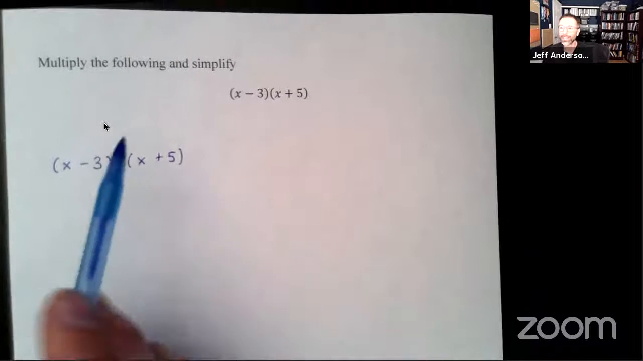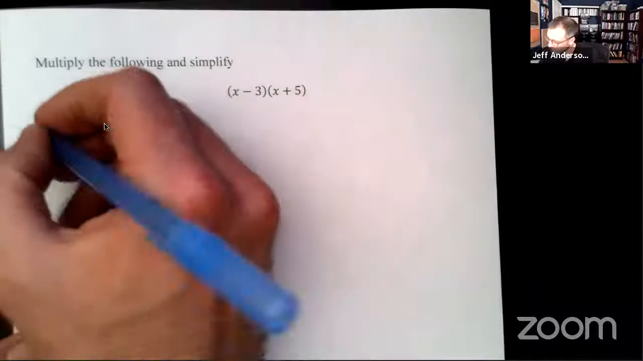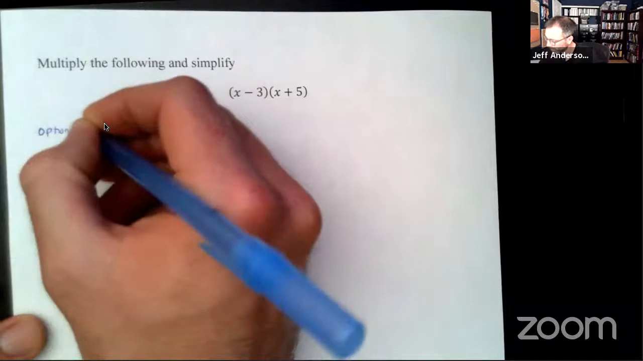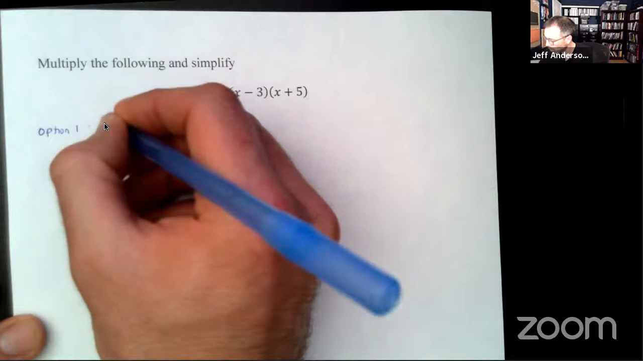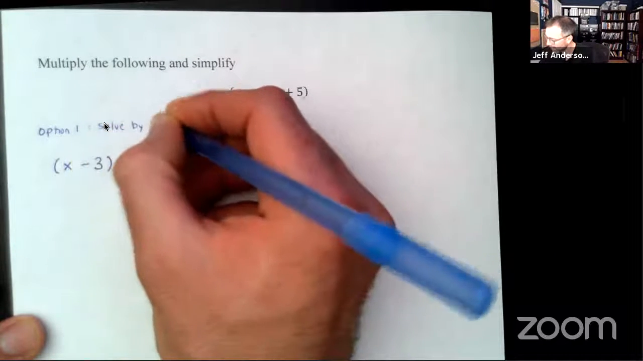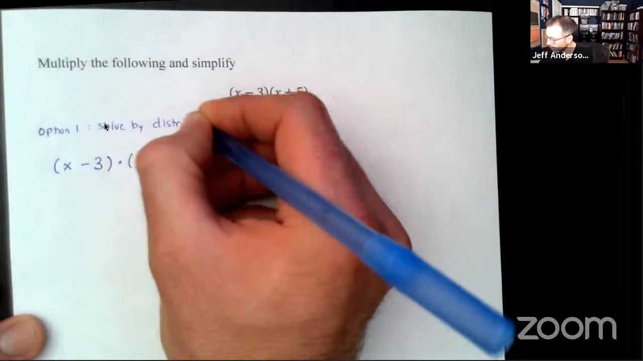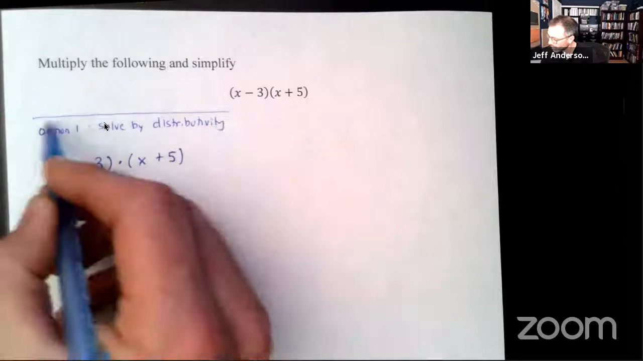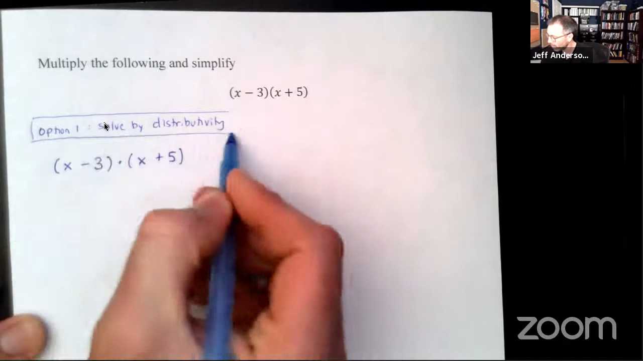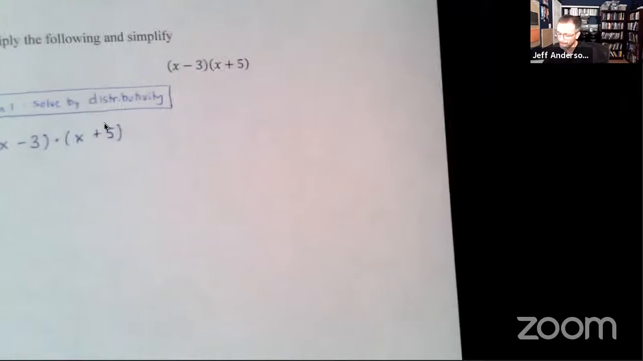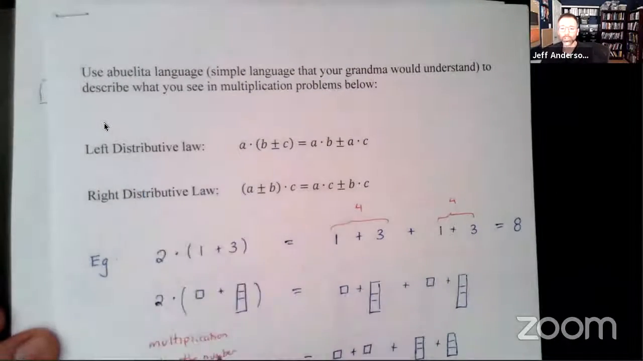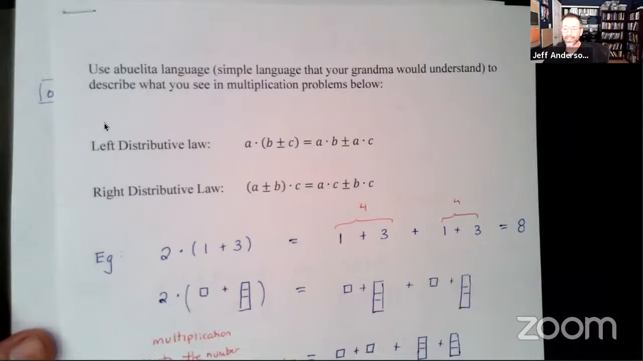So one of the things that we're going to try to do is solve this in multiple ways. So the first way I'm going to do is called option 1, solve by distributivity. So let's do this in one way first, and then we'll do it in another way second. Remember from a previous video that we had these two really powerful rules. One of them was called left distributivity, and the other one was called right distributivity.